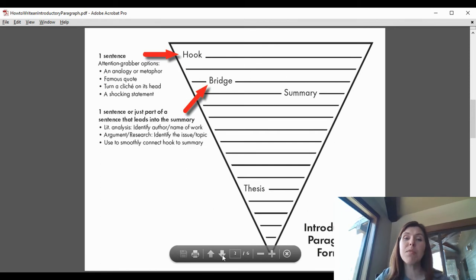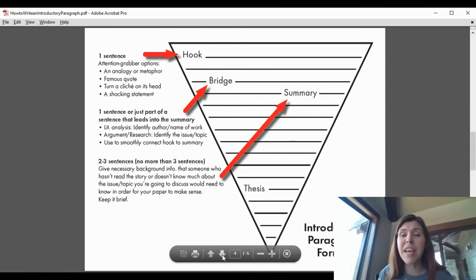Next, I want you to know about the bridge. And the bridge is just one sentence or even part of a sentence that leads into what's going to be your summary. So when you're doing this for an argument or a research paper, you're just going to identify the issue or the topic that you're talking about. And you're going to smoothly connect your hook to your summary, which is the next thing we need to talk about.